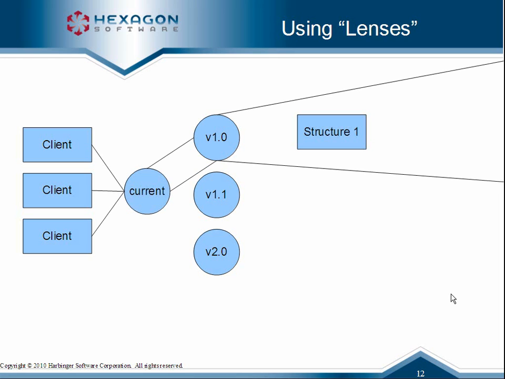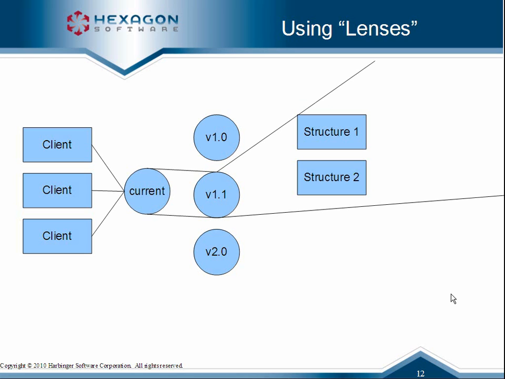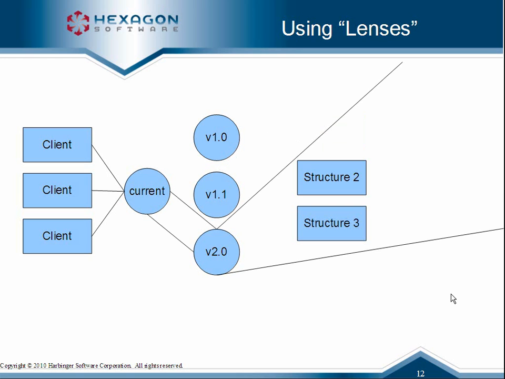And the current lens is kind of a window into whatever the current version is. So maybe right now it's version 1.0. But when you add version 1.1, after you've gotten it working, you point the current lens at version 1.1 and bam, all the clients are automatically updated. You get all your compiler errors, you get everything coupled correctly again immediately. And in this case, there's probably no change because structure 1 hasn't changed, hasn't been removed. But then when you have version 2.0, you switch your current lens to point at version 2.0 again.